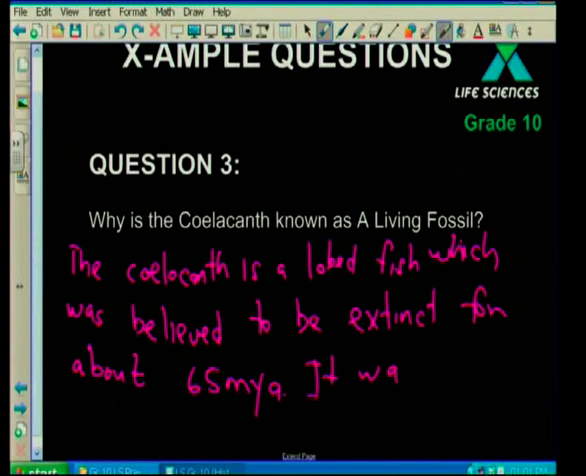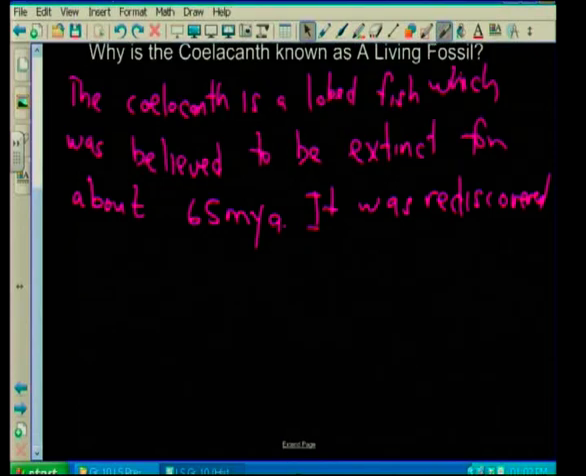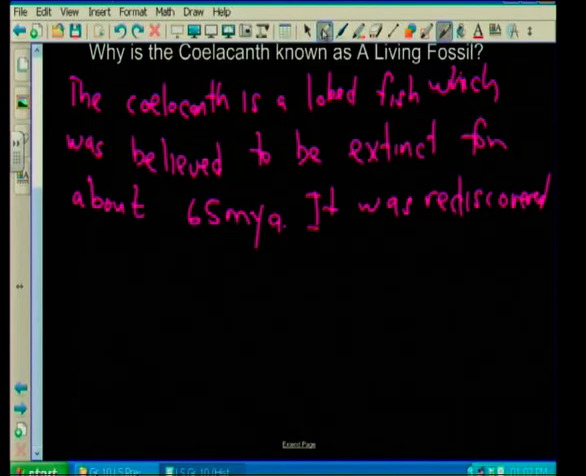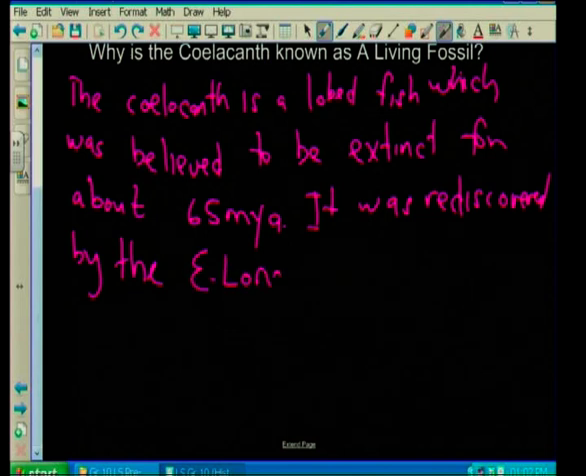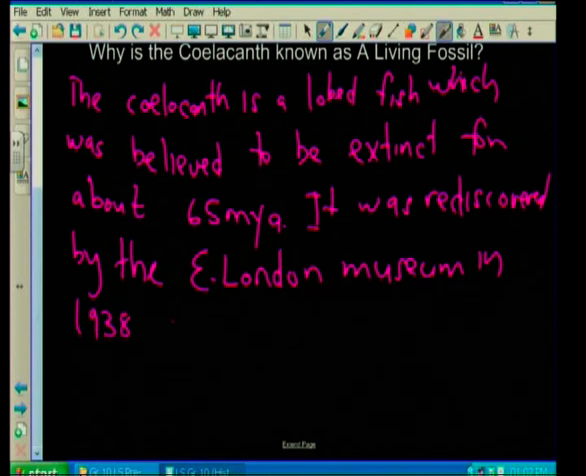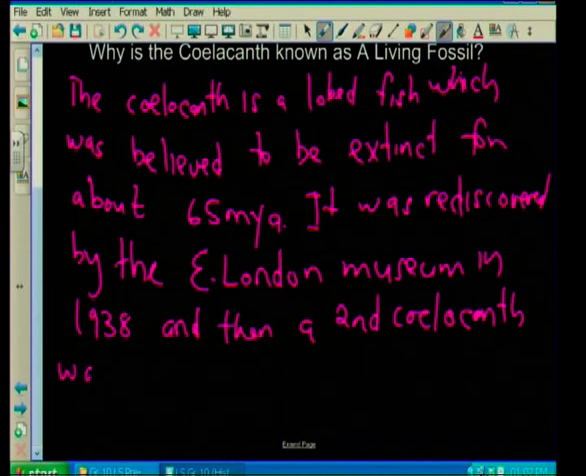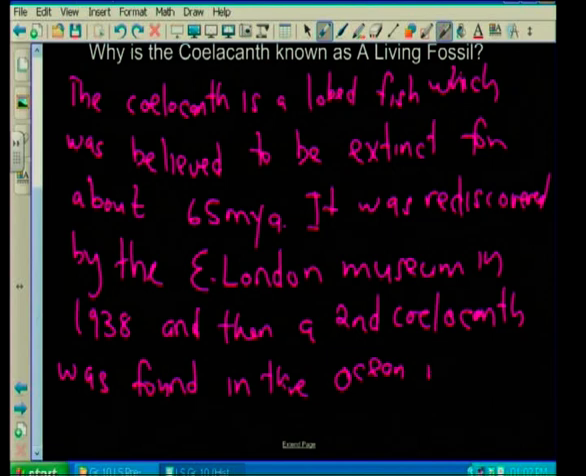It was rediscovered by the East London Museum in 1938, and then a second coelacanth was found in the ocean near the Comores Island.